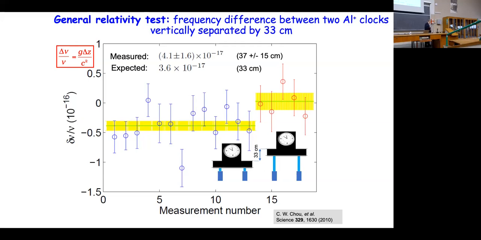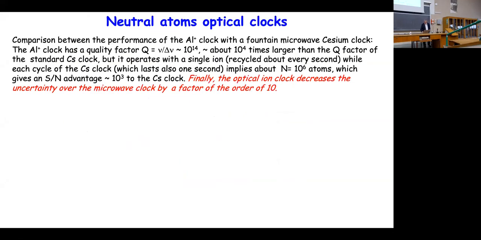And this is a difference. This is a gravitational redshift over a difference of 30 centimeters. So this clock is able to show that the clock does not tick at the same rate here and there, at 30 centimeter difference, because of the gz over c squared term of general relativity. So let's go now to the neutral clocks.